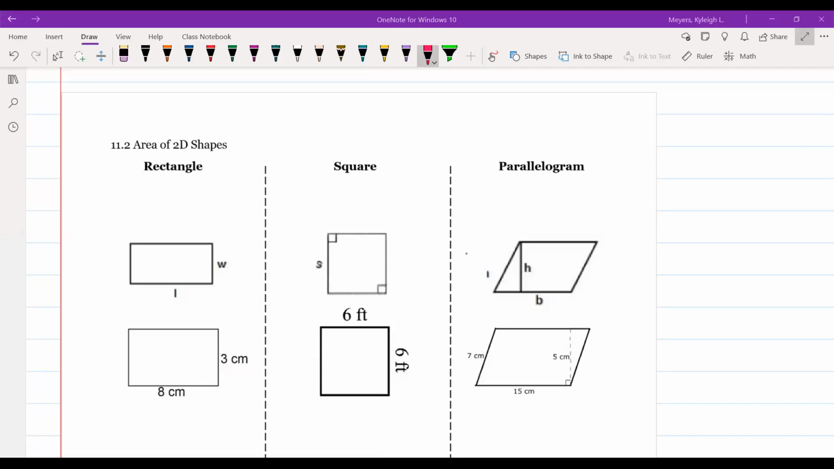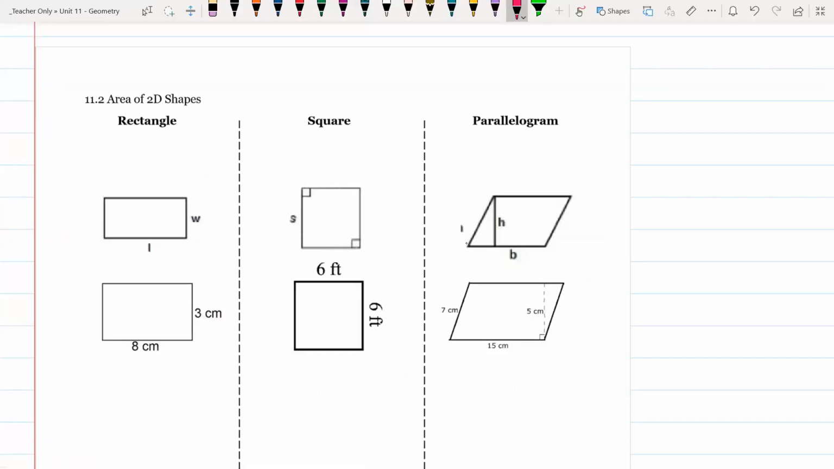So we are going to talk about the area of 2D shapes. We're going to go over the formulas for each shape. Just kidding, we'll go one shape at a time, and we'll go over the formulas first, and then we'll do an example with the formulas. Okay. You don't need to memorize the formulas.